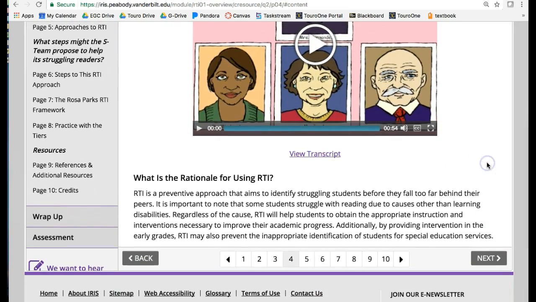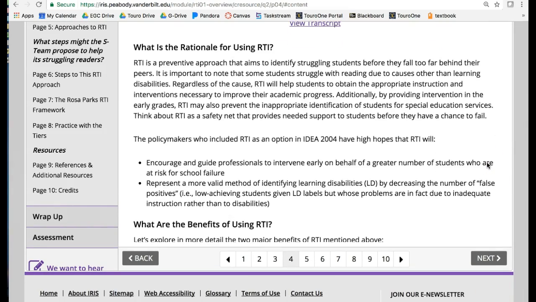Okay, so we now have the rationale. And I will let you pause this and just read it, but the gist is that it encourages and guides professionals to intervene earlier. And so then hopefully you're not holding back students who could benefit from additional supports. And then also it's better at figuring out if a student has a learning disability, because there are a lot fewer false positives.